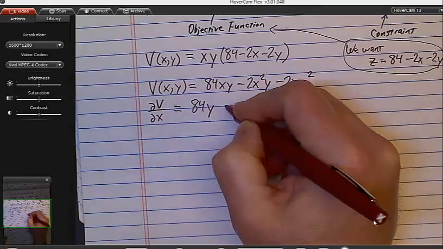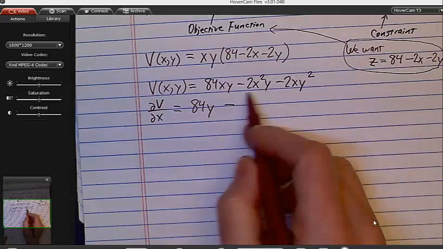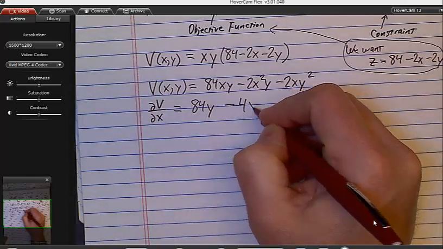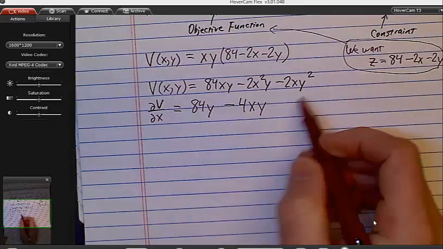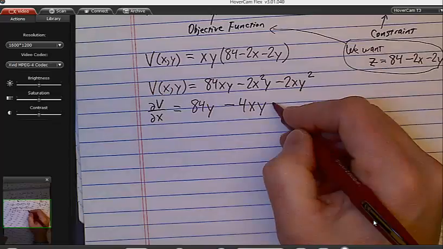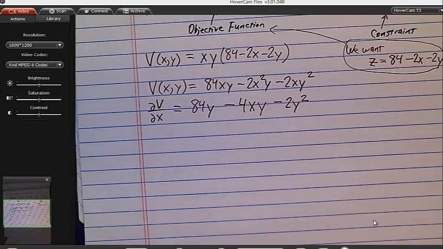So let's see. 84y minus, and y is a constant here, so I could just pretend the 2y is a constant. So this is 4xy, right? And here the y squared is a constant, so just the x kind of goes away, so minus 2y squared. There's dv dx, the partial of v with respect to x.